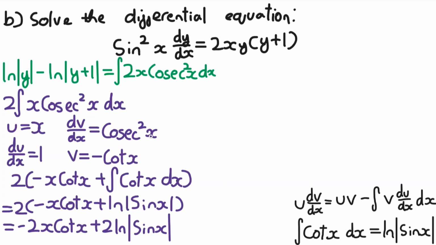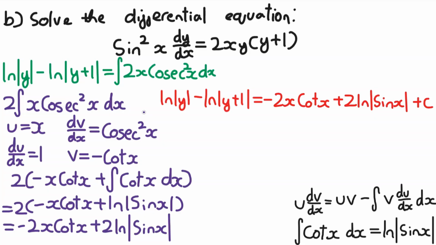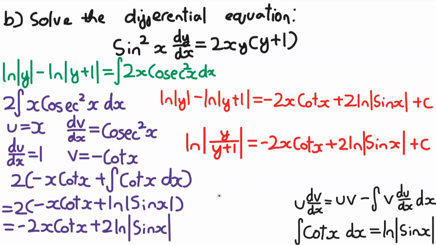So when we combine this with our previous result, it's going to be this here, the final answer, where we've got all these terms here, and we can simplify this slightly if we want to, because we've got the natural log of the modulus of y minus the natural log of the modulus of y plus 1. So we can combine these using the laws of logs and write this as the natural log of the modulus of y over y plus 1 in a slightly simplified format. So this here is the final answer.